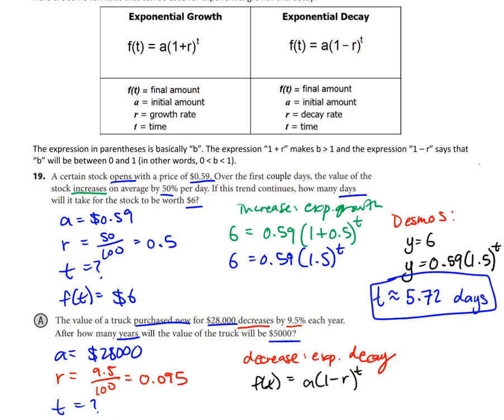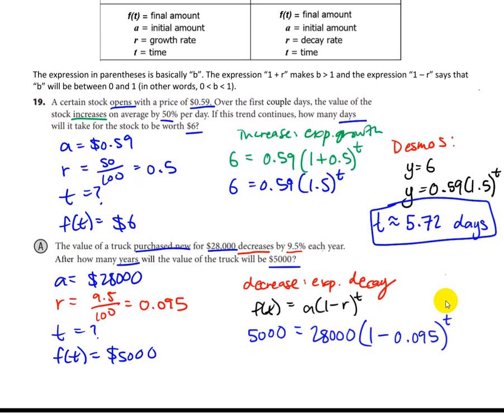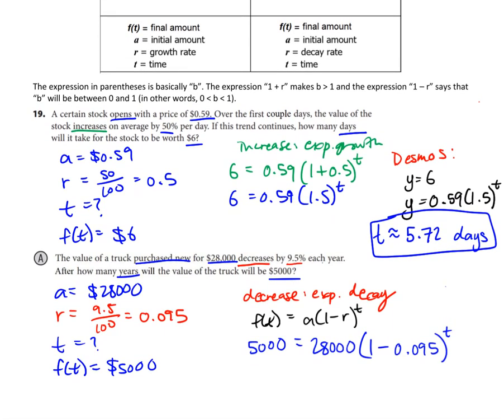Okay, so basically, if I come down here, so f of t is going to be 5,000 equals, and then a is going to be 28,000. Okay, and then we have 1 minus 0.095 raised to the t. Okay, so what we're going to do for this is we're going to have to use Desmos again. Okay, so Desmos says we're going to have to split this up into two parts.